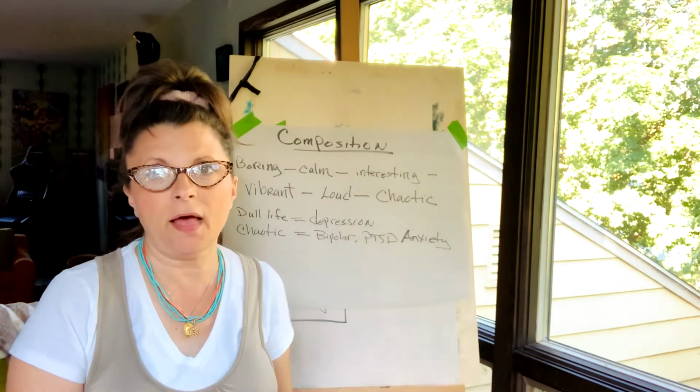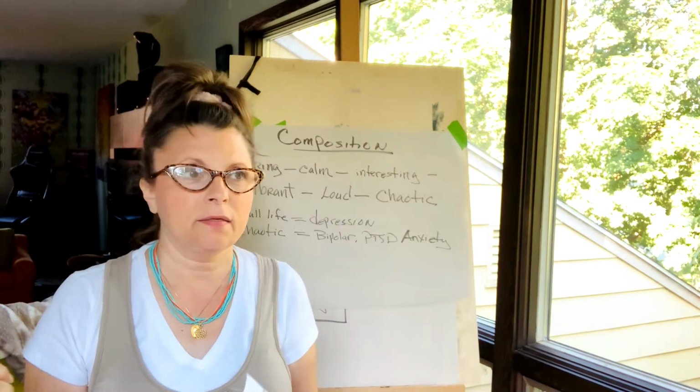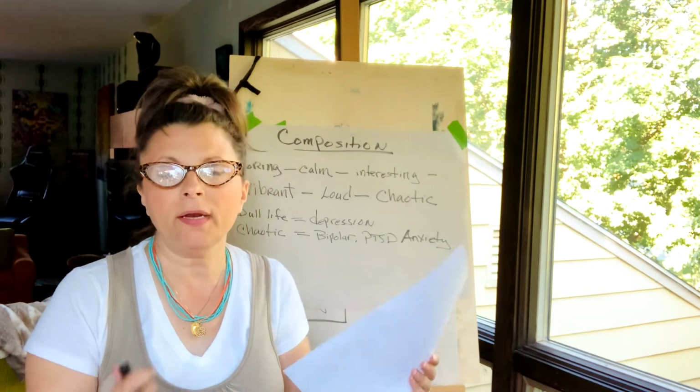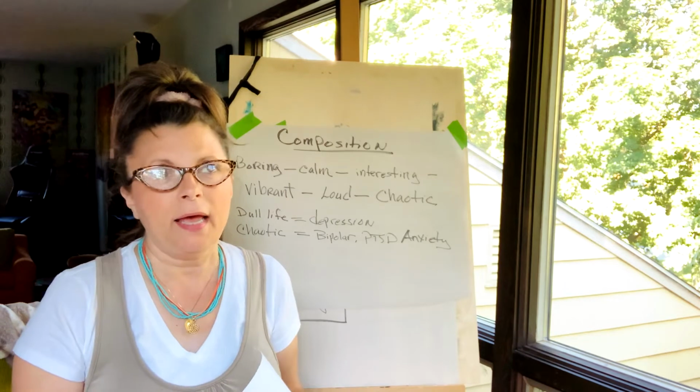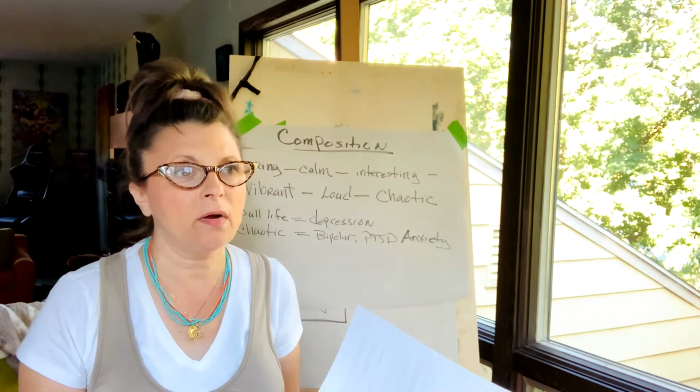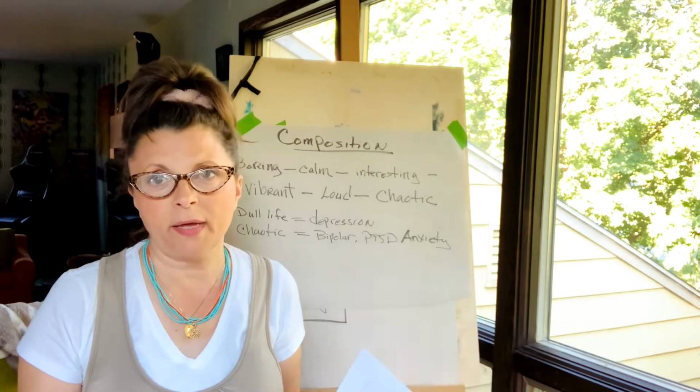Is it too heavy on the left and too light on the right? Does it have too many lines and it looks messy and chaotic? How can I bring balance to it? And this is true whether you're doing realistic paintings or whether you're doing abstract paintings.